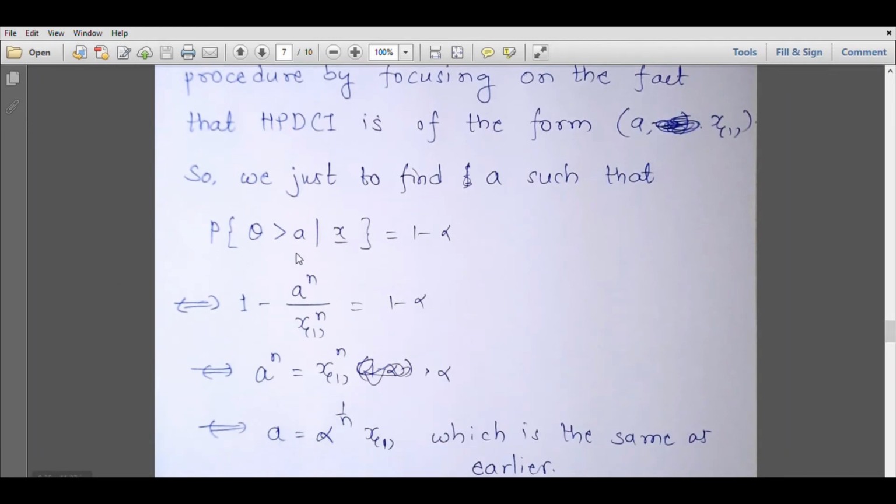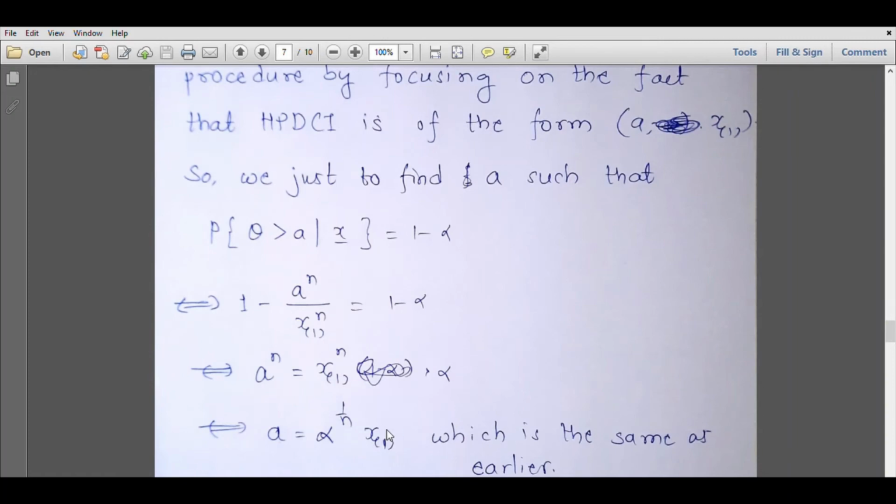So now how do we find A? What we need is simply to solve this equation. So 1 minus A raised to n upon x ordered 1 raised to n should be equal to 1 minus alpha. So A raised to n should be equal to alpha times x ordered 1 raised to n, means A should be equal to alpha raised to 1 by n into x ordered 1. So see, we got the same interval.